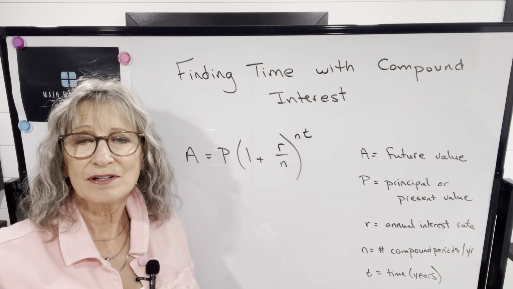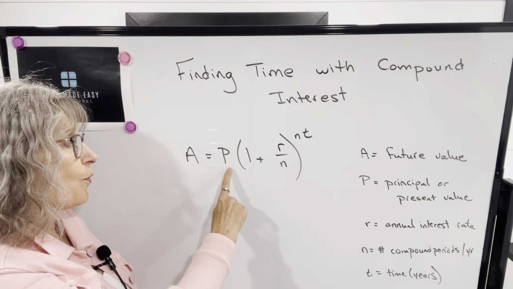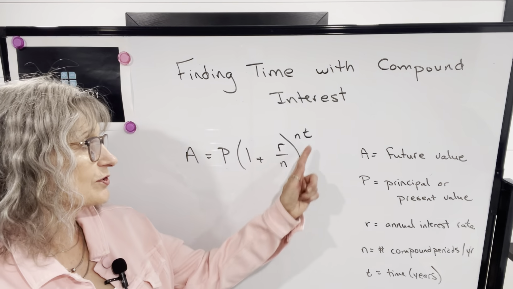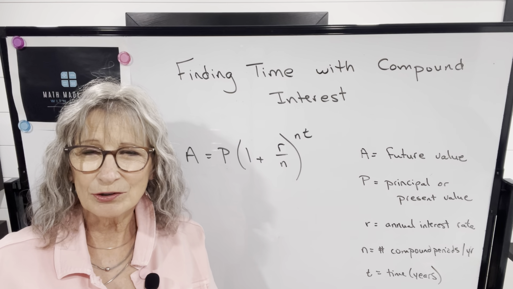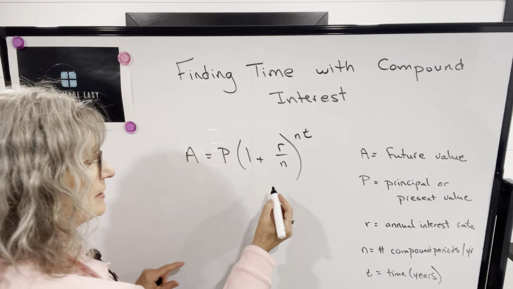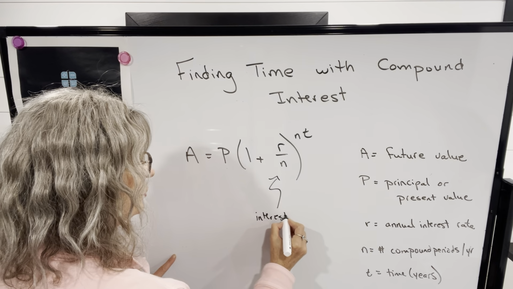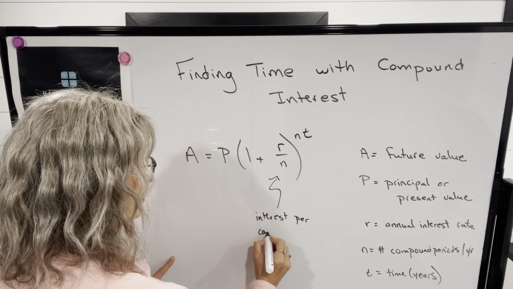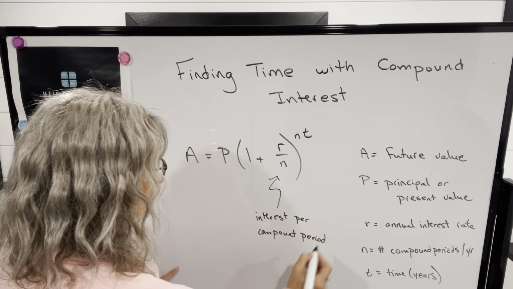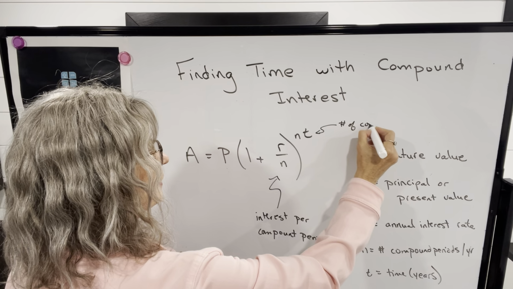In previous videos, we've talked about how we can solve for A when we know the other values, or P, or R. In this video, we're going to talk about how we solve for time. This formula might look a little bit more complicated than other compound interest formulas, but it's basically the same. This value here represents the interest per compound period, and this represents the number of compound periods.